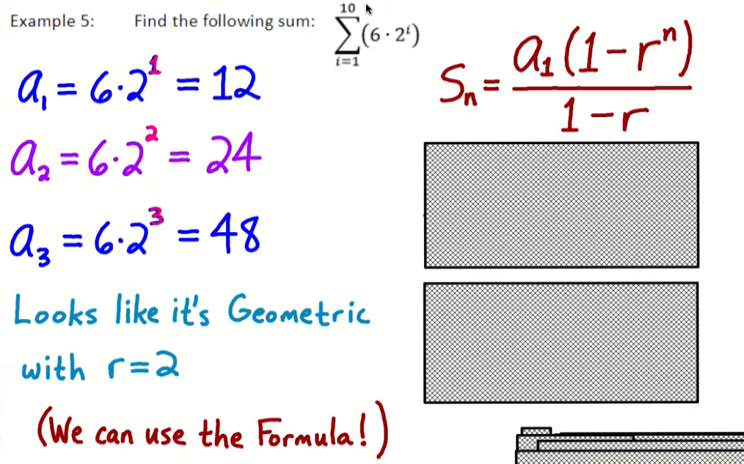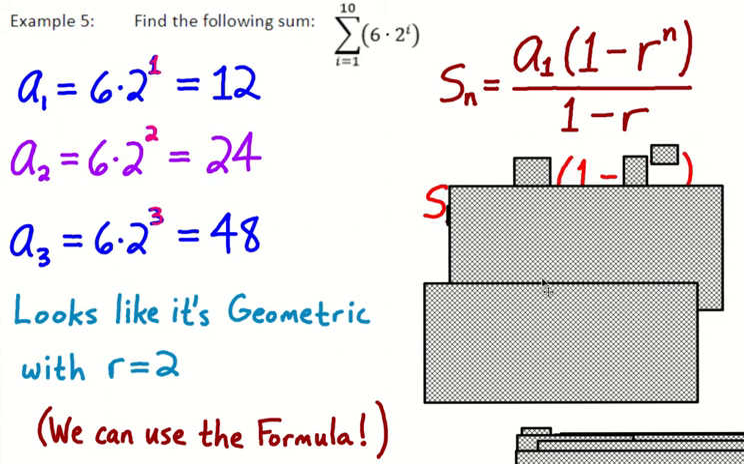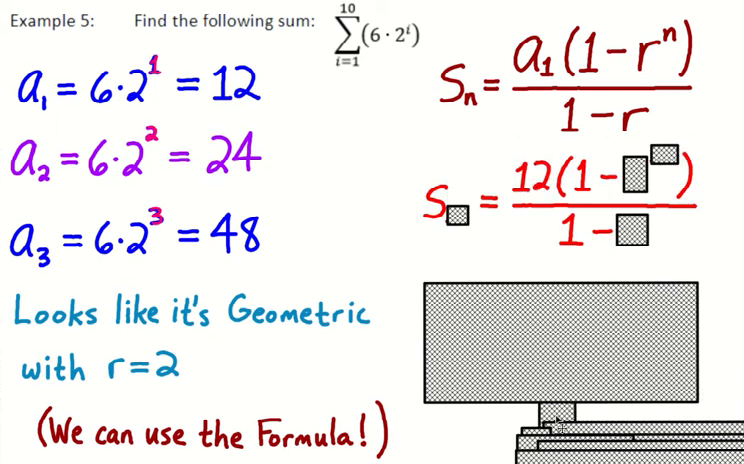Okay? Even though 10 terms isn't that bad to add up, it could have been 100 or something. So we can use this formula. We just need to know what a sub 1 is. Hey, we just got done finding that, so cool. So my a sub 1 is 12. My r value is, well, we already kind of figured that out. Our r value was 2.